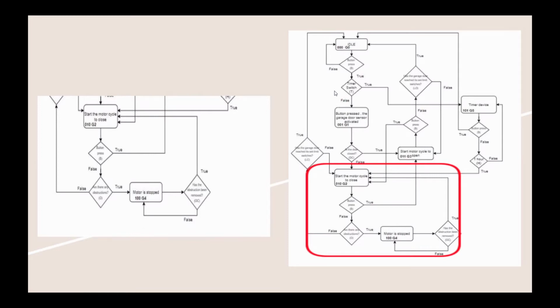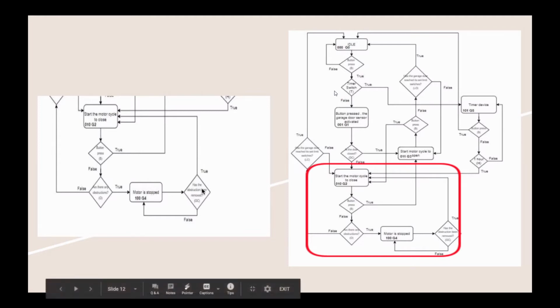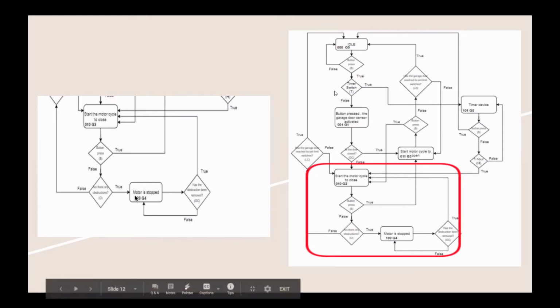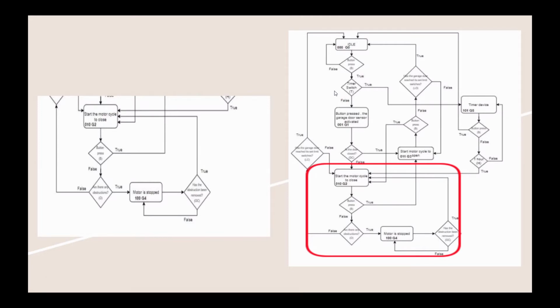So at this state, our motor is stopped. And now we're going to output to our door sensor to continually check to make sure that our obstruction has been removed. So we can see here that it's asking, has our obstruction been removed? And if that's false, we are going to go back to our state 4, and we're going to continually keep on doing that. We're going to make sure our motor is stopped until that obstruction has been removed, until that's true. And if that's true, we're going to go back to state 2, actually. So we're going to cycle back to state 2 to start our motor cycle to close our garage door.